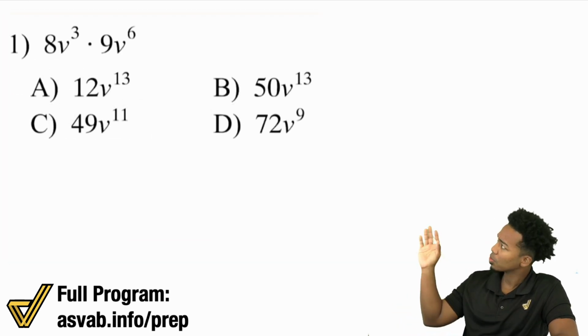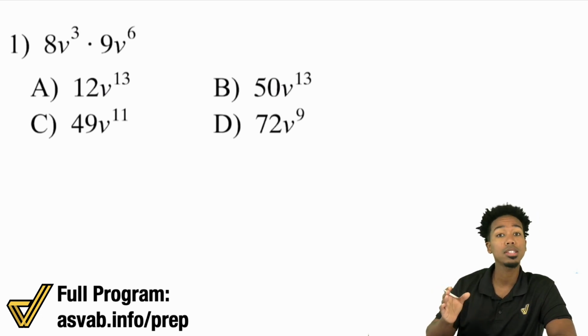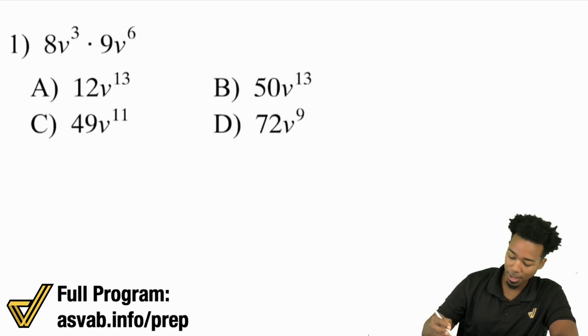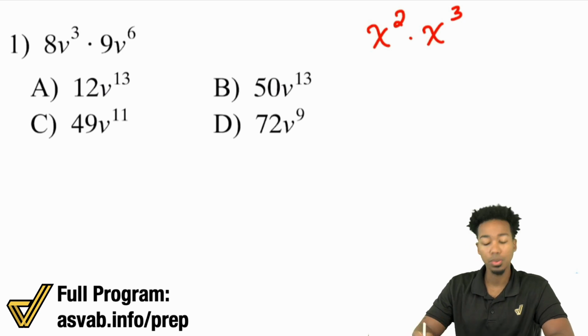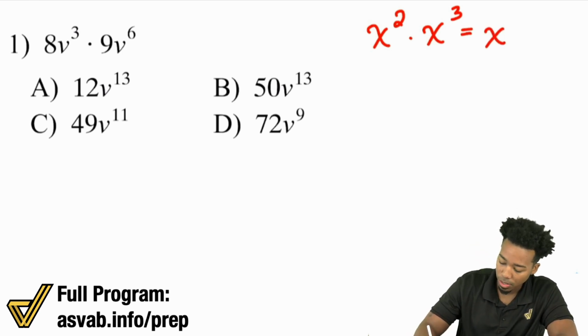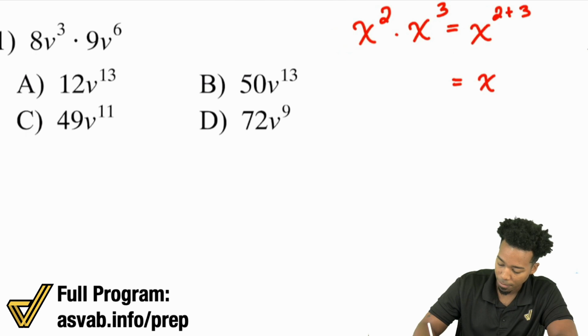Before I get into this one up here, I just wanna make sure that you understand the main rule. Basically, when you're multiplying powers that have the same base, you will add their exponents. Let me go ahead and show you how that works. For example, if you're multiplying powers with the same base, let's say you have x squared times x to the power of 3. Well, you simply add those exponents, and you'll have x to the power of 2 plus 3, which is the same thing as x to the power of 5.